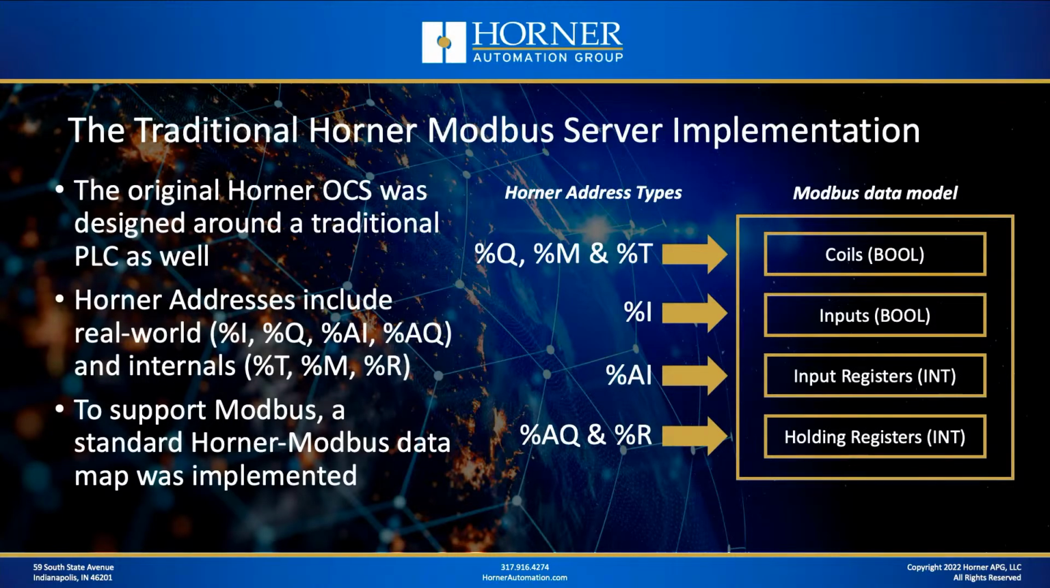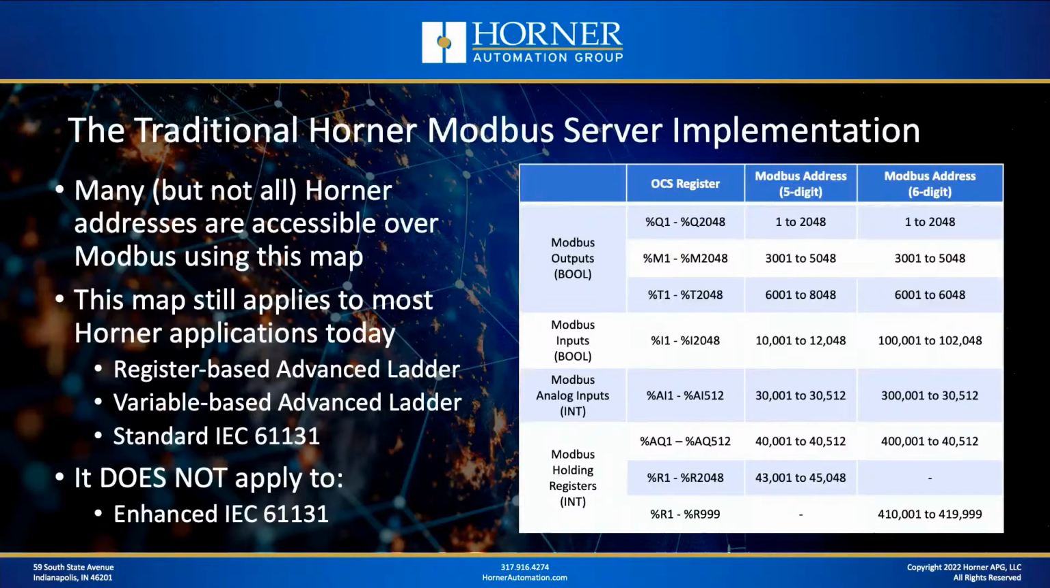So when we assigned a Horner address to a specific variable, it automatically got a corresponding Modbus address through a standardized map. What did that standardized map look like? This is what it looks like.